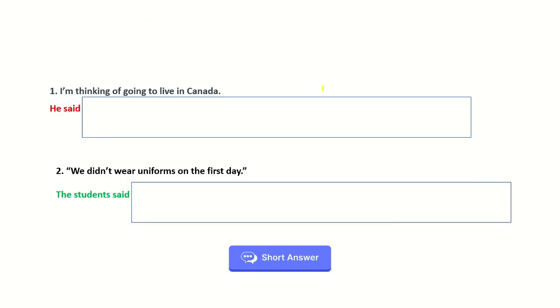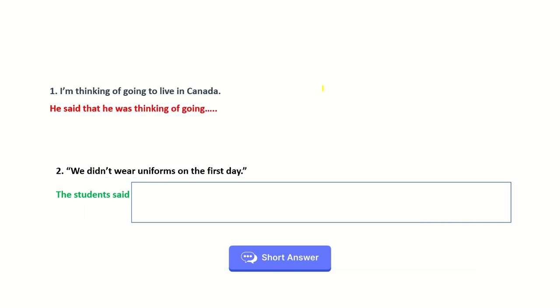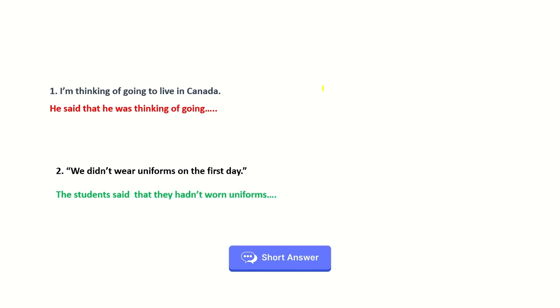Okay, let's practice these two examples. "I'm thinking of going to live in Canada." He said that he was thinking. I have to backshift from present continuous to past continuous. He said that he was thinking of going to live in Canada. "We didn't wear uniforms on the first day." The students said that. I have the verb didn't wear, so this is past simple. I have to change it to past perfect. The students said that we becomes they, hadn't worn uniforms on the first day.